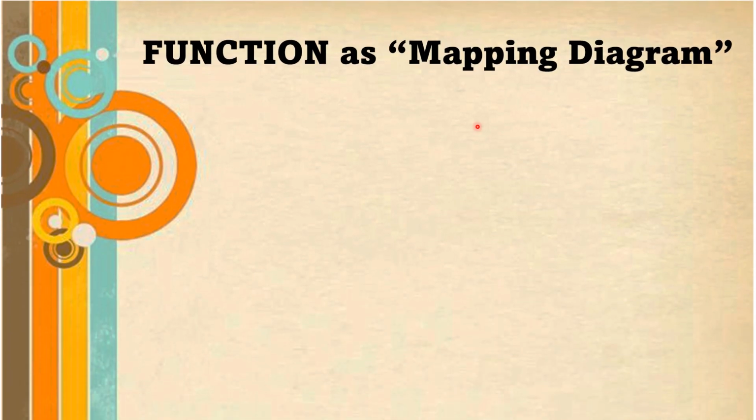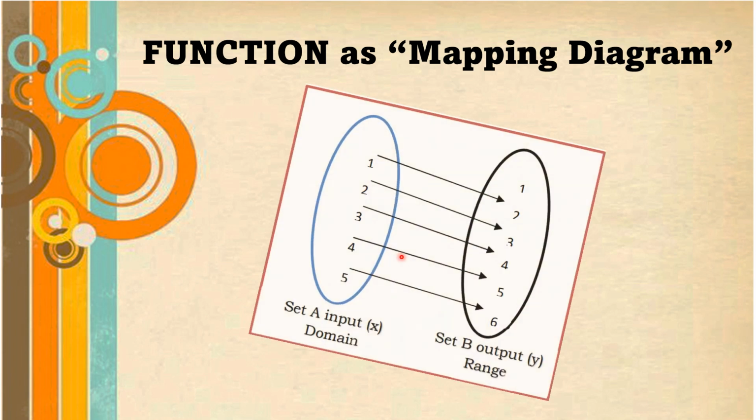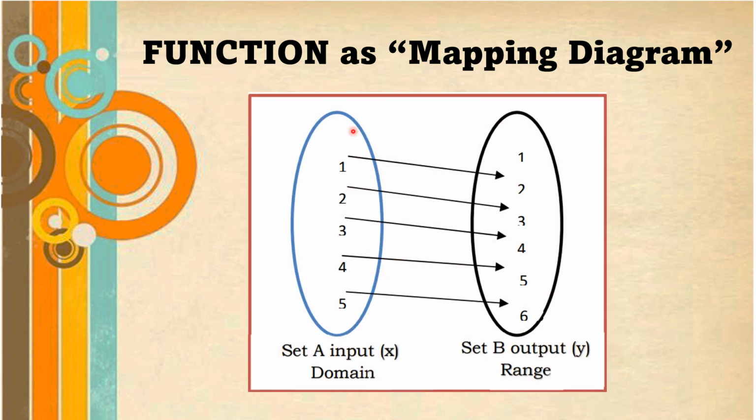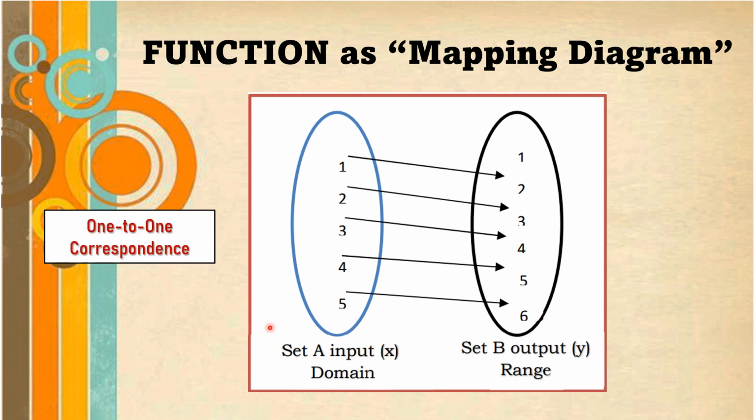Now, function as a mapping diagram. I have here an illustration. The first oblong is the set A. It refers to the input x, the domain. The second illustration is the set B, the output y, or the range. As you can see, each element in set A is partnered to exactly one element in set B. So 1 is partnered to 2, 2 is partnered to 3, 3 is partnered to 4, 4 is partnered to 5, 5 is partnered to 6. This mapping diagram is what we call one-to-one correspondence, and this is a function.